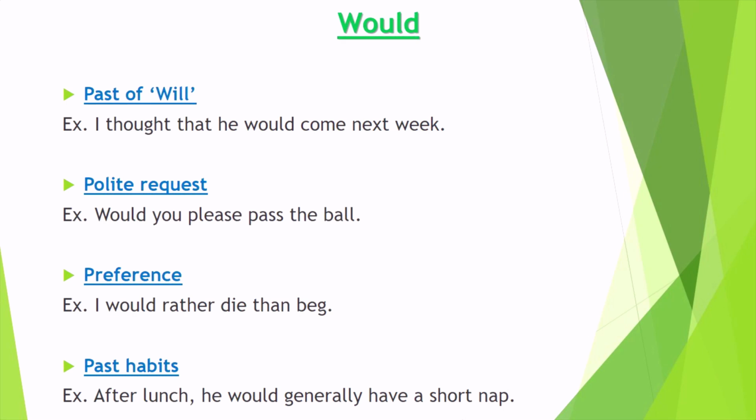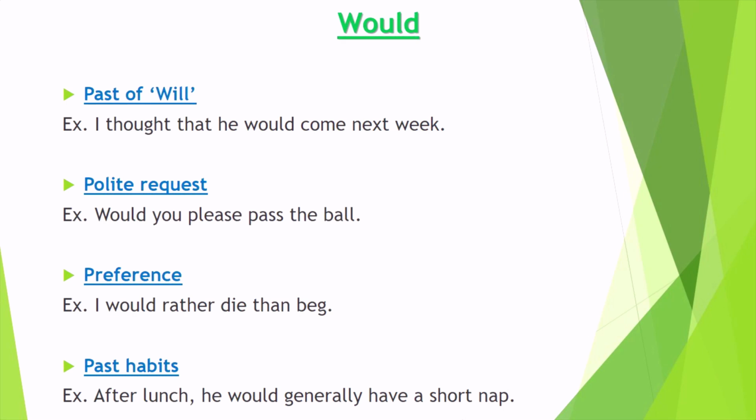Now one more thing, that whenever we have a choice and we have to make a preference, priority, in that situation also we use would. Like I would rather die than beg. So I have the choice. That means I will choose death, but I will not choose begging. So whenever we have two choices and we have to make the priority, the preference, for this we use would.